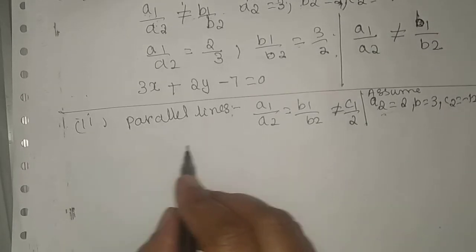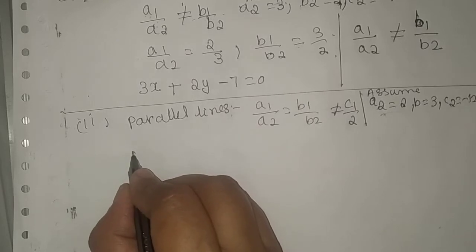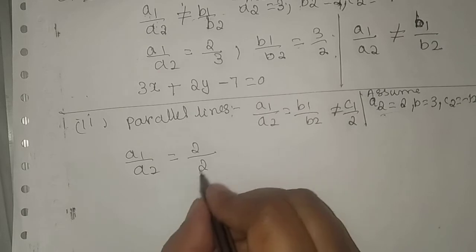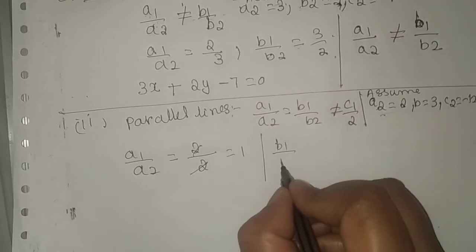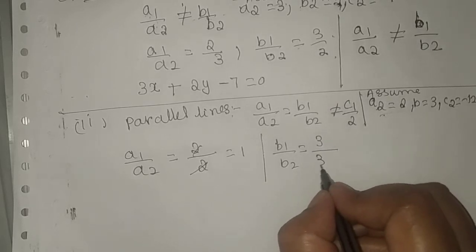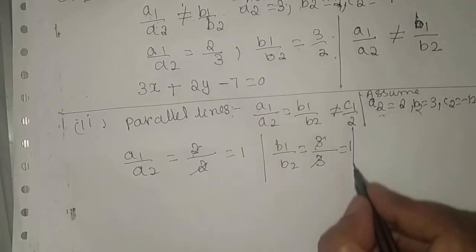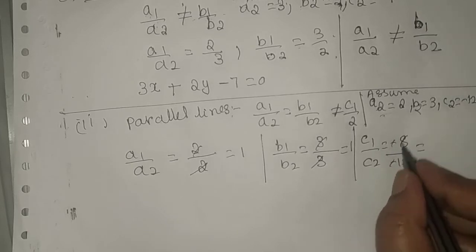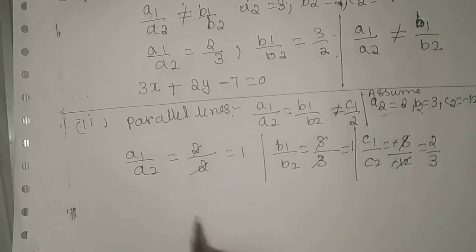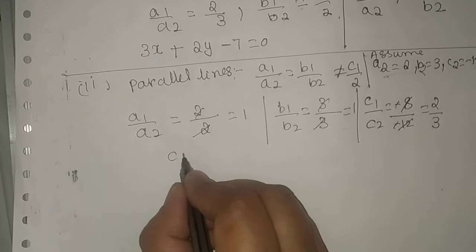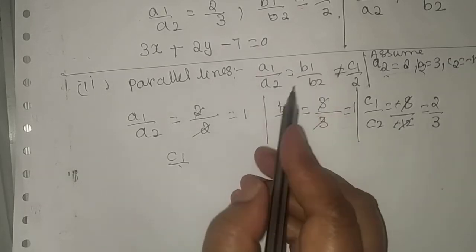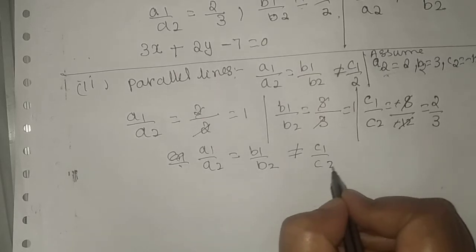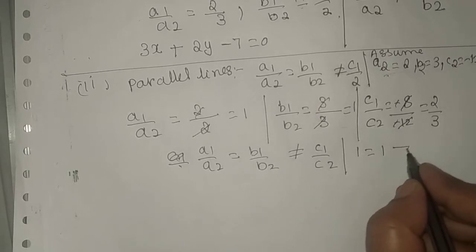Okay. Now we get A1 by A2 is equal to 2 by 2, so we get 1 here. Next, B1 by B2: B1 is 3, and B2 we have taken 3, cancel, we get 1 here also. Next, C1 by C2: C1 is minus 8, C2 is minus 12, minus cancels, 2 4s are 8, 3 4s are 12. So we took the values in such a way that this condition is satisfied: A1 by A2 is equal to B1 by B2, which is not equal to C1 by C2. That is 1 equal to 1, not equal to 2 by 3.